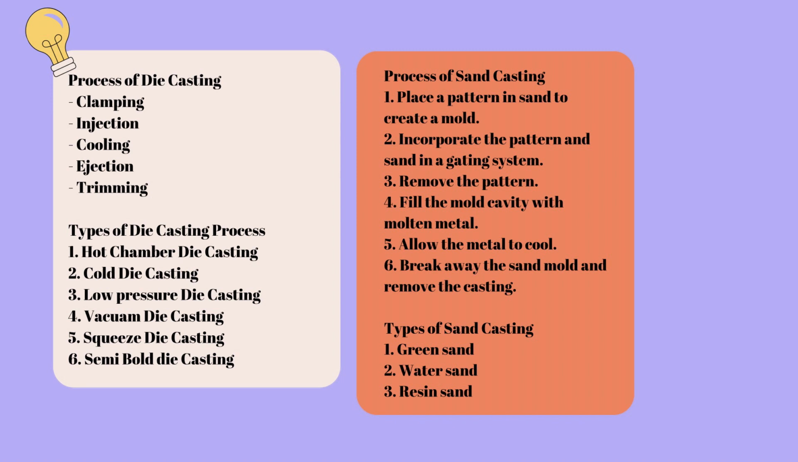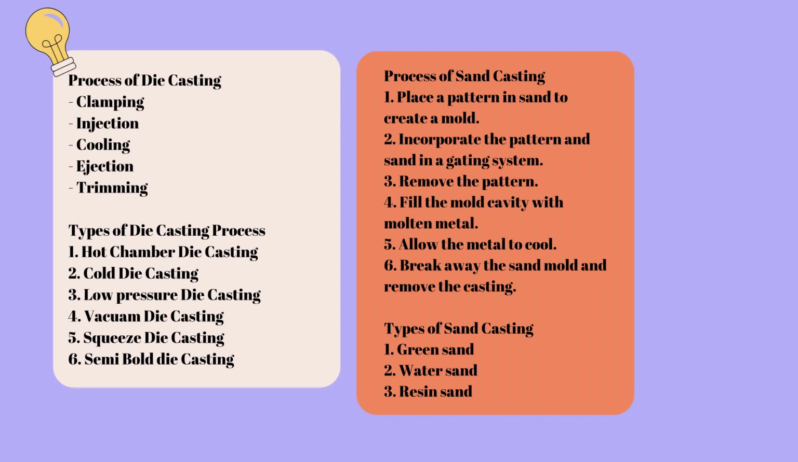Next, we can see the types of die casting process. There are 6 types of die casting process, which are hot chamber die casting, cold chamber die casting, low pressure die casting, vacuum die casting, squeeze die casting, and also semi-solid die casting.